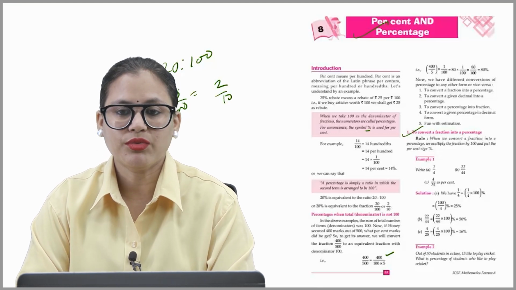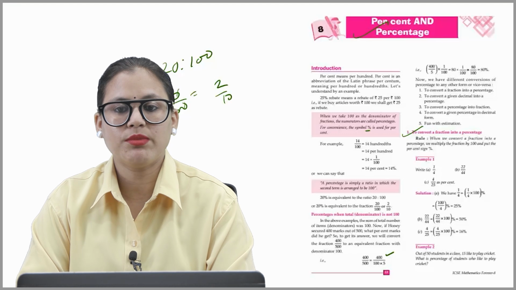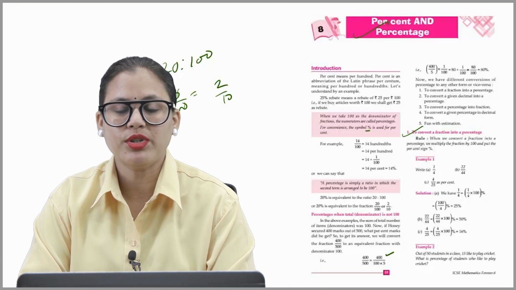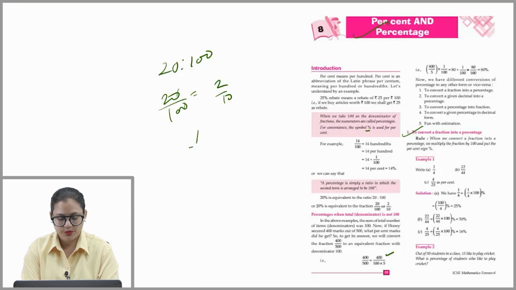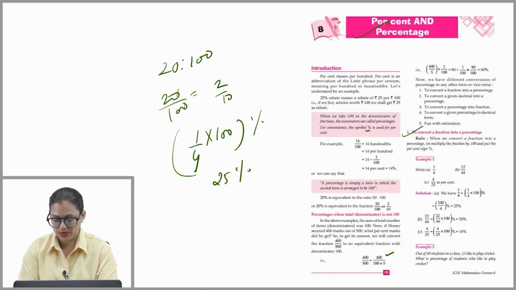Number 1, to convert a fraction into a percentage. Rule: when we convert a fraction into a percentage, we multiply the fraction by 100 and put the percent sign. For example, 1 by 4, we have to write it as percent. So, we will multiply by 100 and then put the sign of percent. So, we will get 25%.